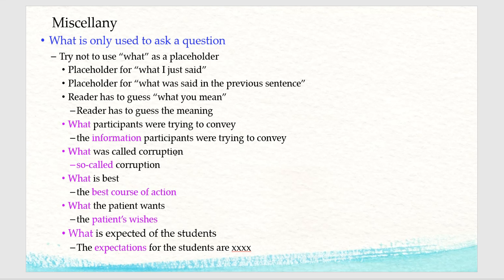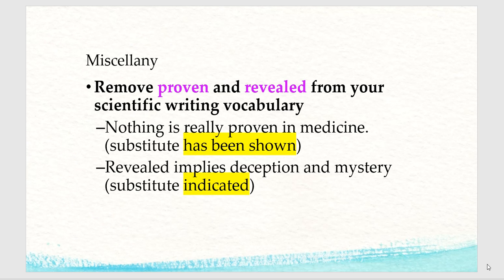"What was called corruption," you can change that to "so-called corruption." "What is best," you can change that to "the best course of action." "What the patient wants," you can change to "the patient's wishes." "What is expected," you can change to "the expectations." And then you need to remove proven and revealed from your scientific writing vocabulary.